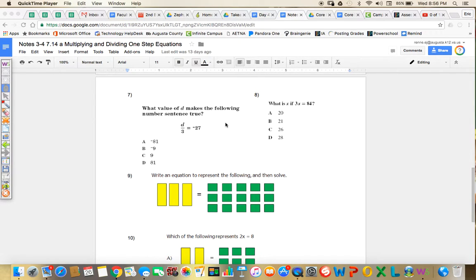Okay, welcome to page 4 of our Unit 4 notes on multiplication and division equations.